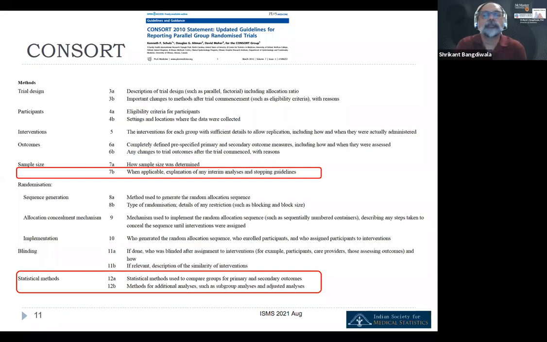So I'm just highlighting the few that are related to statistics. They require people to mention in the paper the methods used to compare the groups for the primary and the key secondary outcomes. So for secondary outcomes that are being reported, you must mention the methods, and the methods for additional analysis, like if you did subgroup analysis or any modeling, etc. And when applicable, explanation of any interim analyses and stopping guidelines.